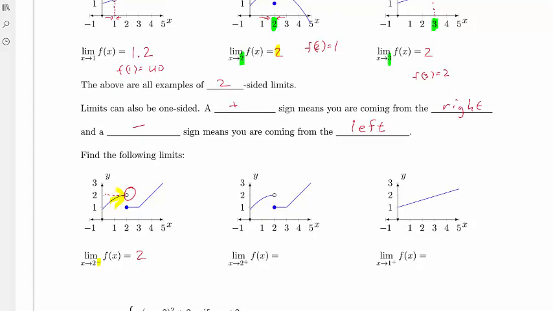Okay. Here, notice same graph. Now we've got a positive sign there, so we're approaching from the right, like so. And so we're here. And so the guy equals 1.